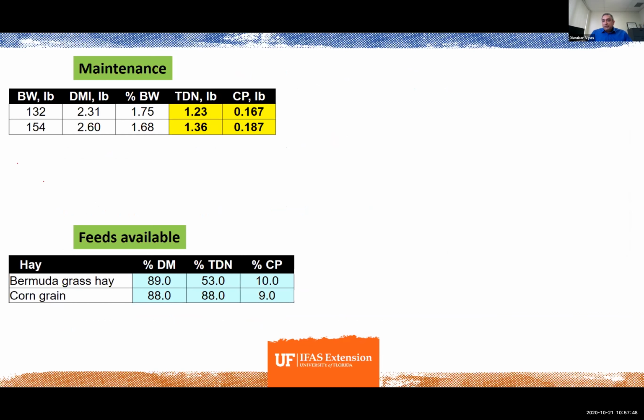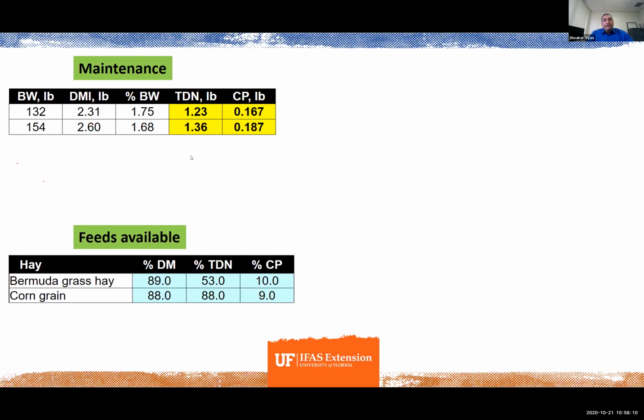Okay, quickly, I'll just share a couple of slides for the diet formulation. So this sheet is for maintenance animals. Here I have provided the requirement of these animals. So these are maintenance animals. The body weight is again 132 pounds, 154 pounds. Dry matter intake requirements, TDN and crude protein.